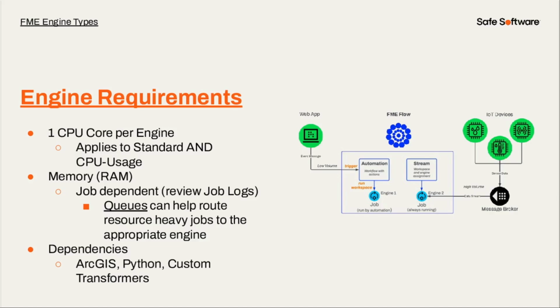So be sure to take advantage of all the features of FME Flow, including things like queues, job routing, and engine assignment. And on the dependencies side of things, any dependencies that use third-party licensing, whether that's ArcGIS for a file geodatabase, any Python libraries that you're using, or even custom transformers, regardless of if you have one engine or 20 engines, wherever you're routing those jobs to, those dependencies need to be available on that same machine as where the engine or where the job is running. So wherever that engine resides, those dependencies need to be available on that engine's machine in order for those jobs to execute successfully.